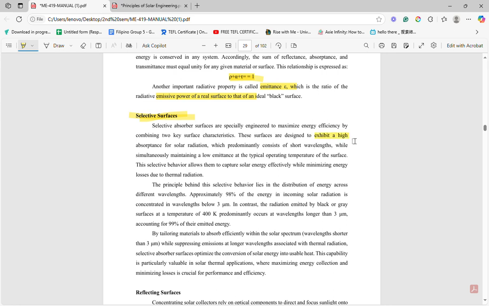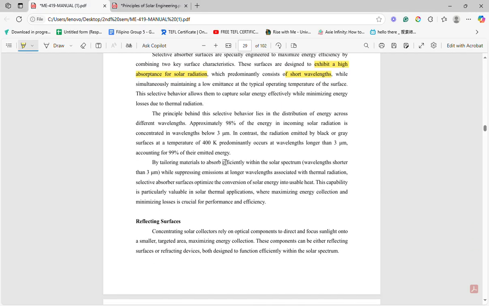These are designed to exhibit a high absorptance for solar radiation, which predominantly consists of short wavelengths, while simultaneously maintaining a low emittance at the operating temperature of the surface. The principle behind this selective behavior lies in the distribution of energy across different wavelengths. 98% of the energy is concentrated in wavelengths below 3 micrometers.